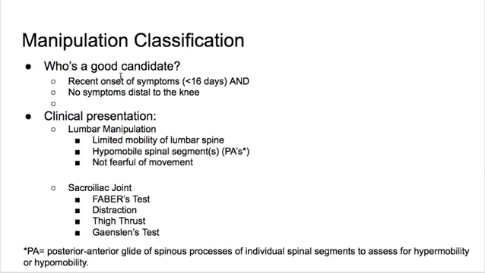And following up on that, some of the criteria for the manipulation category is that they're relatively recently injured, they have very localized symptoms to the back, and they have a hypermobile segment. So that's the subjective. But then in the clinical presentation, a lumbar spine manip would be indicated by restricted motion somewhere in the back that's assessed with something called a posterior to anterior pressure. They're not fearful of movement, so they're comfortable with their back pain.